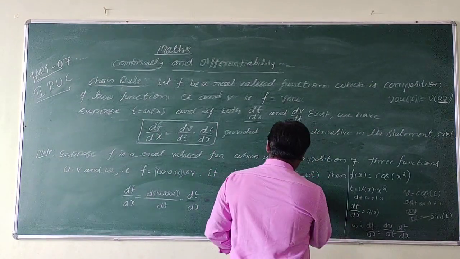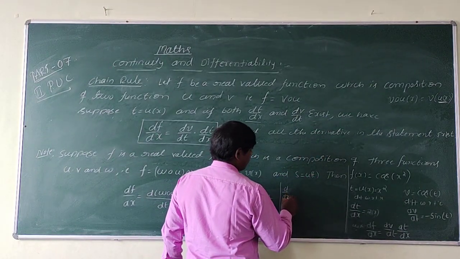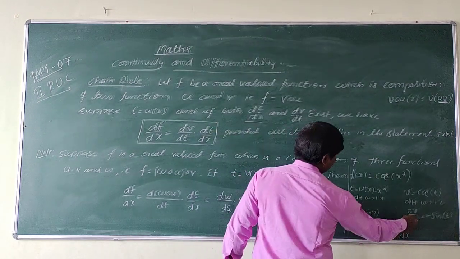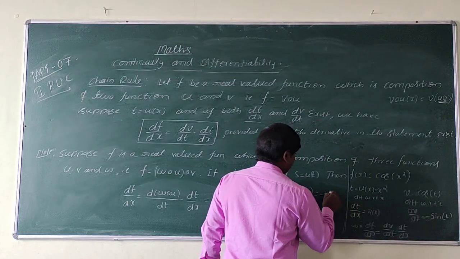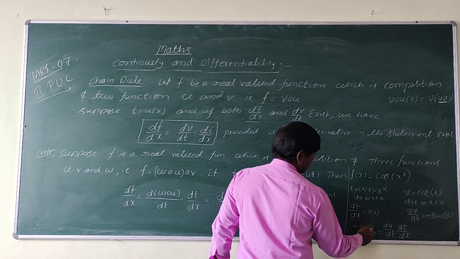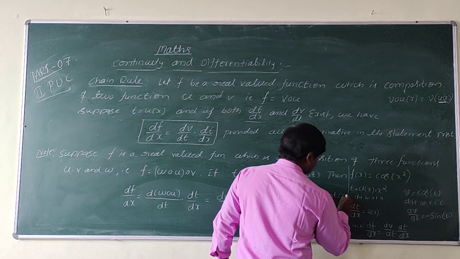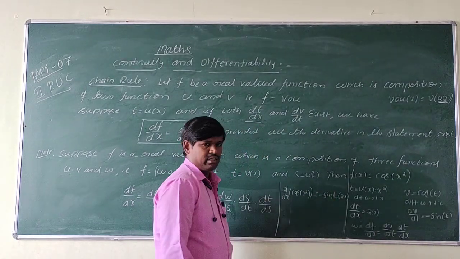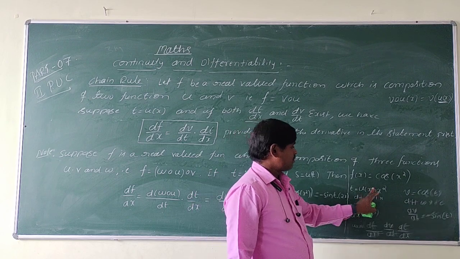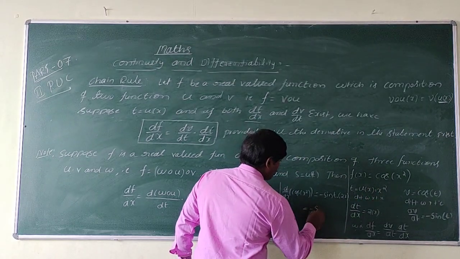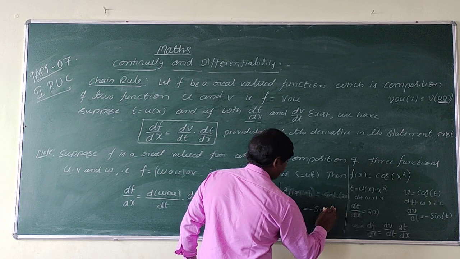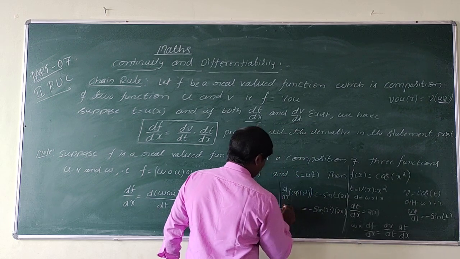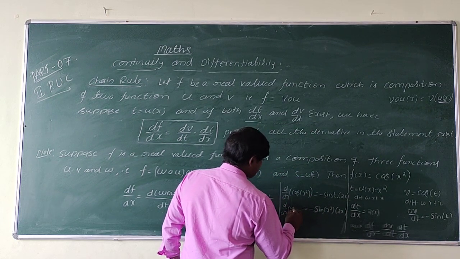So therefore, differentiate d by dx of cos x square. It is equal to dv by dt, which is nothing but minus sin t, into dt by dx, which is nothing but 2x. Now this is in the form of x, so put the value of t. Here t is equal to x square. So this is equal to minus sin of x square into 2x. So this is the d by dx of cos of x square.